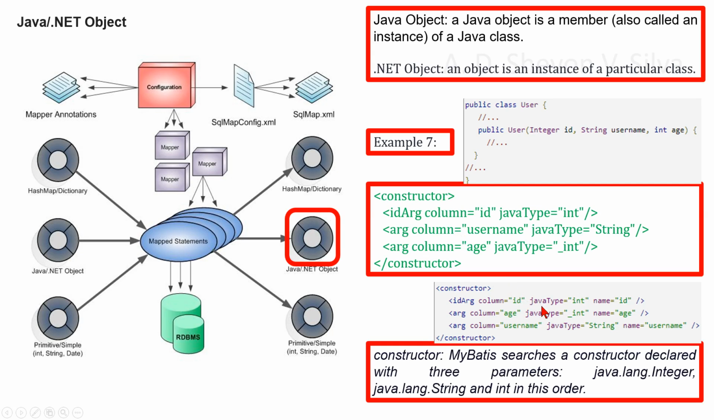Java type, a fully qualified class name or a type alias. MyBatis can usually figure out the type if you are mapping to a Java bean. However, if you are mapping to a HashMap, then you should specify the Java type explicitly to ensure the desired behavior. Name, the name of the constructor parameter. Specifying the name allows you to write arg elements in any order.